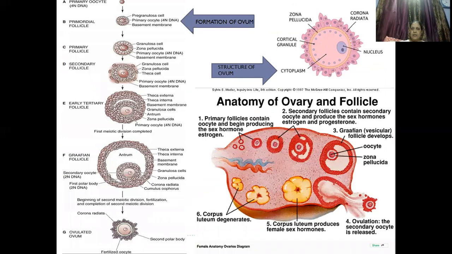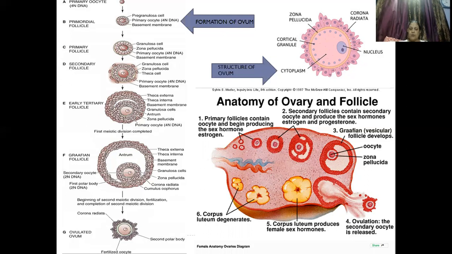So here you can see the primary follicles contain oocyte and begin producing the sex hormone, the estrogen. The secondary follicles contain the secondary oocyte and produce the sex hormones, the estrogen and the progesterone. Then you could see the Graafian follicle develops, the oocyte forms, and the ovulation takes place. The secondary oocyte has been released. And when it releases, the corpus luteum produces the female sex hormones.